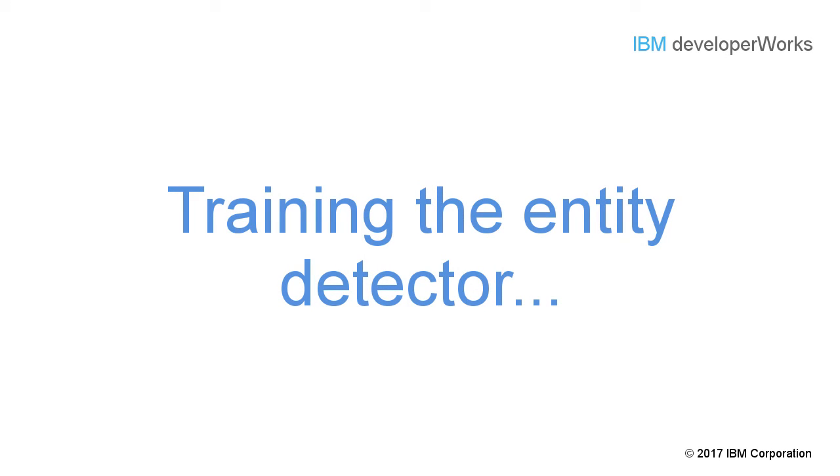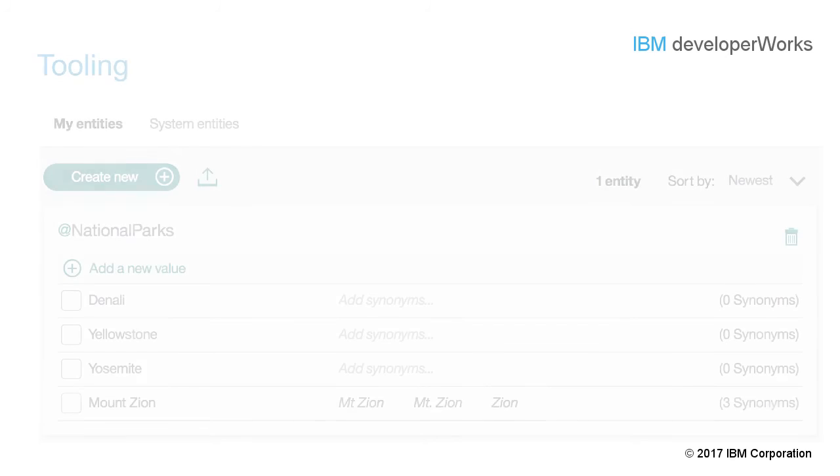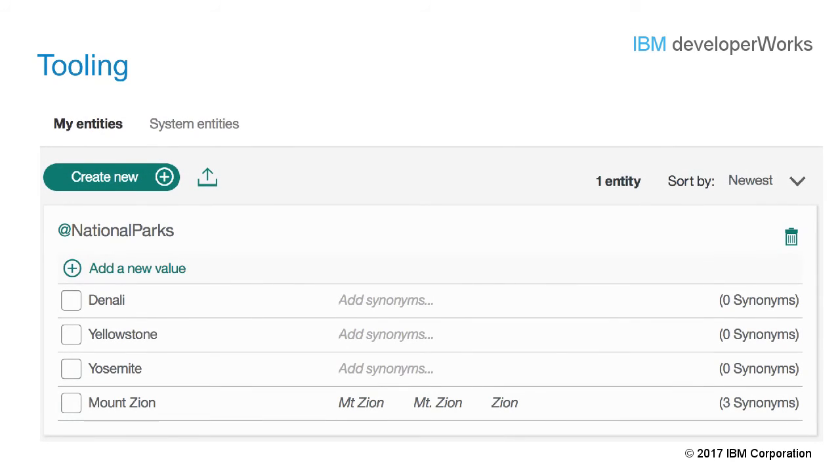Training the entity detector for Watson conversation is very easy. All we have to do is upload a CSV file similar to the one we just saw. We can do this using the Watson Conversation Service tooling.